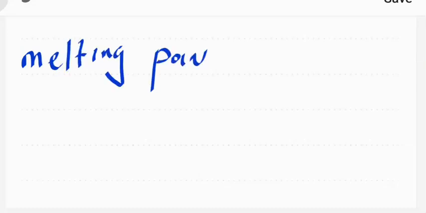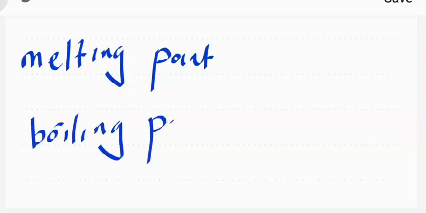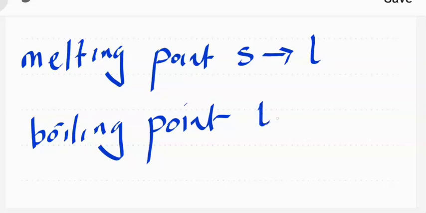Right, couple of other definitions. What do we mean by melting point? And what do we mean by boiling point? Melting point is the point at which the solid becomes a liquid. So melting point is solid to liquid. Boiling point is when a liquid becomes a gas.